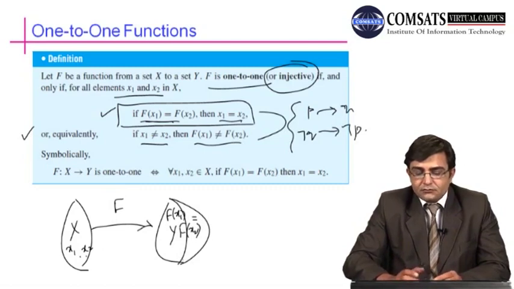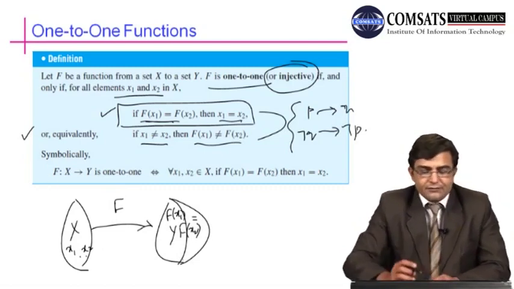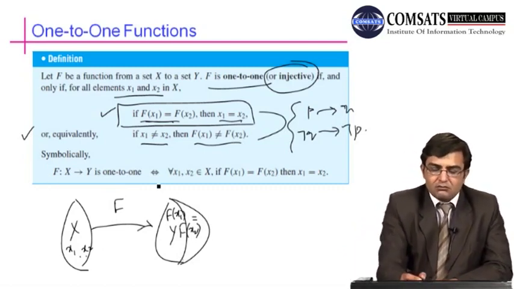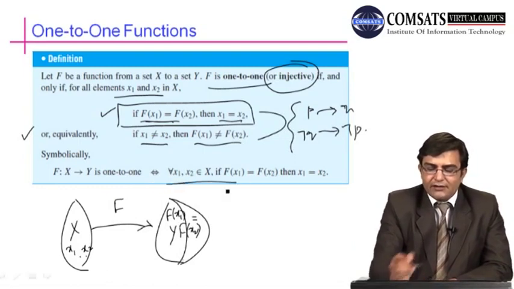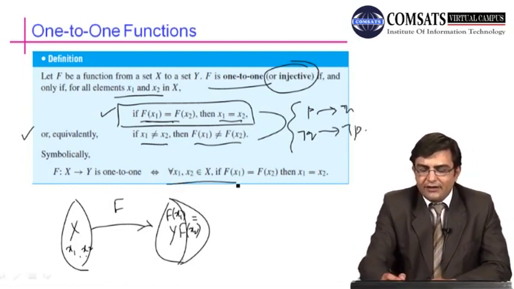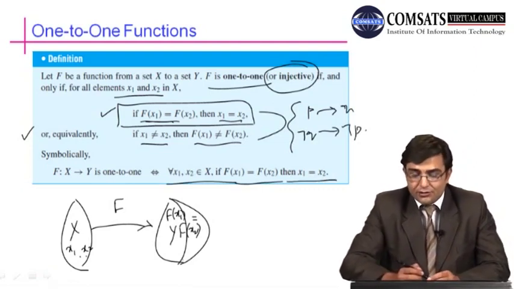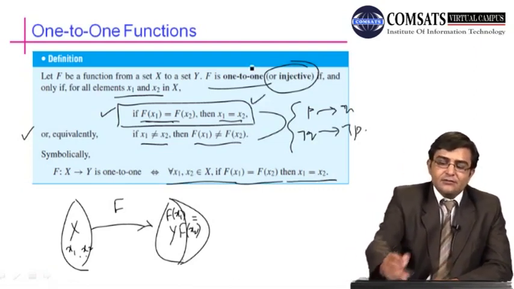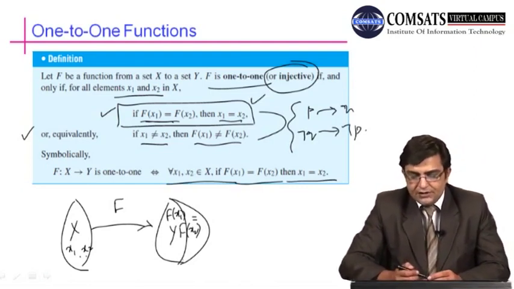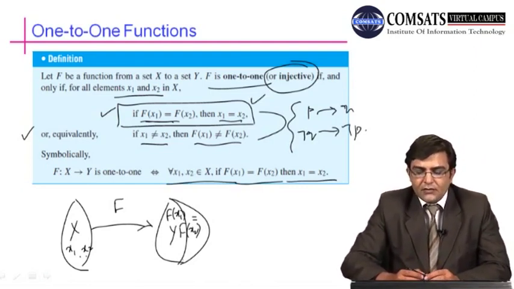Symbolically, f from x to y is one-to-one if and only if for all x1, x2 belonging to x, if f of x1 is equal to f of x2, then x1 is equal to x2. This is the first statement you can see. So this is basically the proper definition of one-to-one functions.